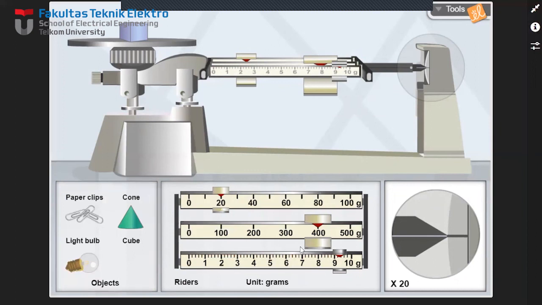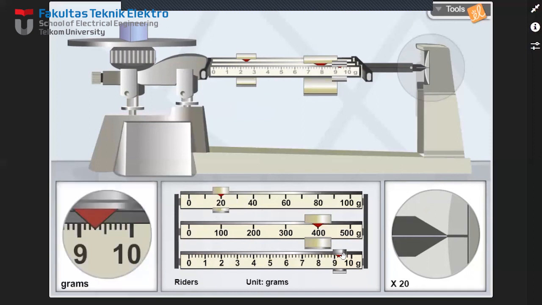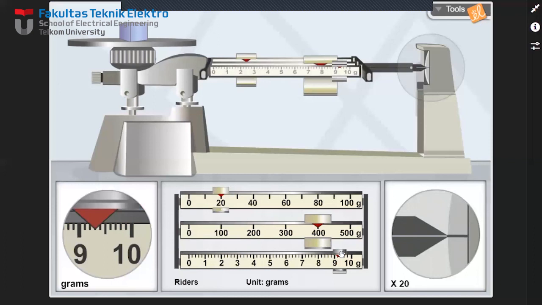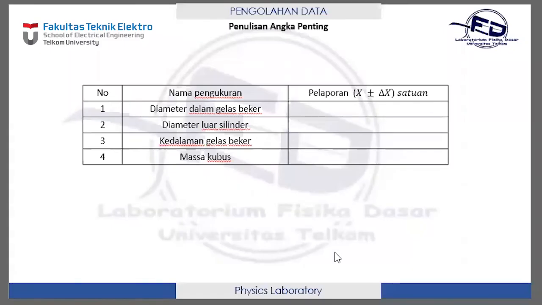That's the value. So the value is 400 on the 100 gram beam, 20 on the 10 gram beam, and on the 1 gram beam we can see here it is 9.3, right? Thereby the value of the cube is 429.3 grams. That's the value of the mass. We're going to do the data processing.